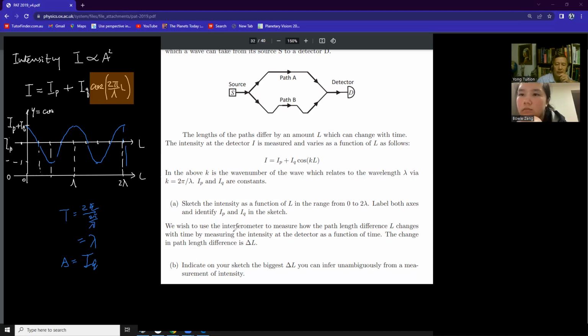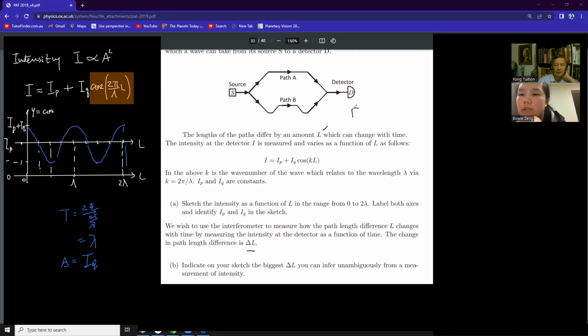We wish to use an interferometer to measure the path wavelength difference. By definition, L is the path difference, right? The lengths of the paths differ by that amount. That makes sense. But what is delta L? It's the change in path difference.